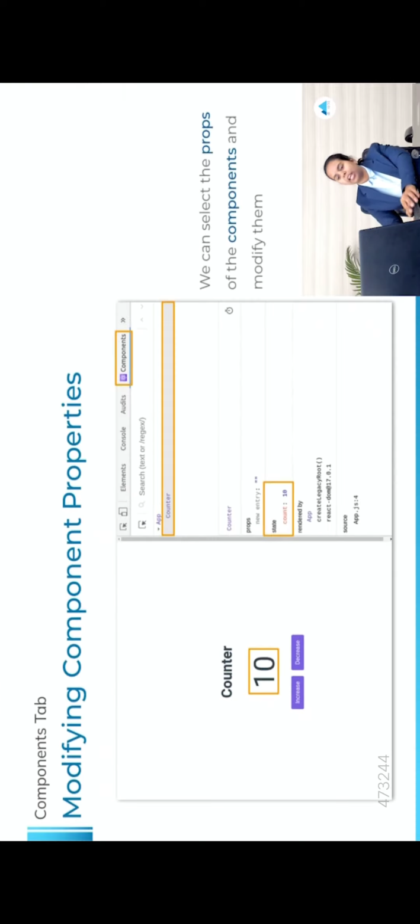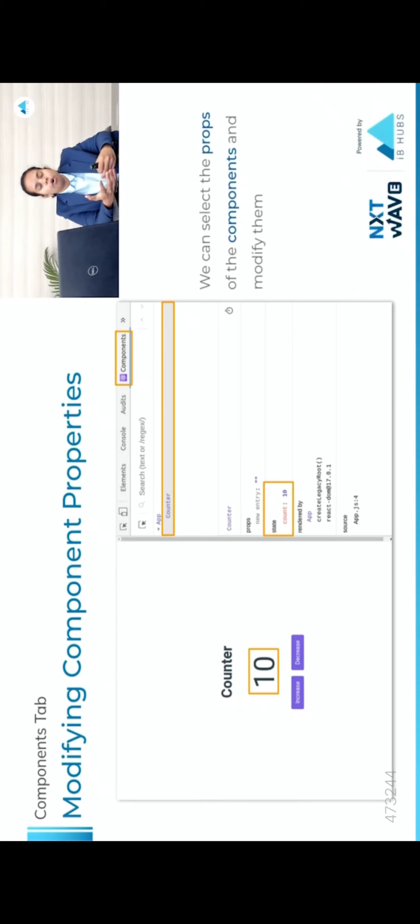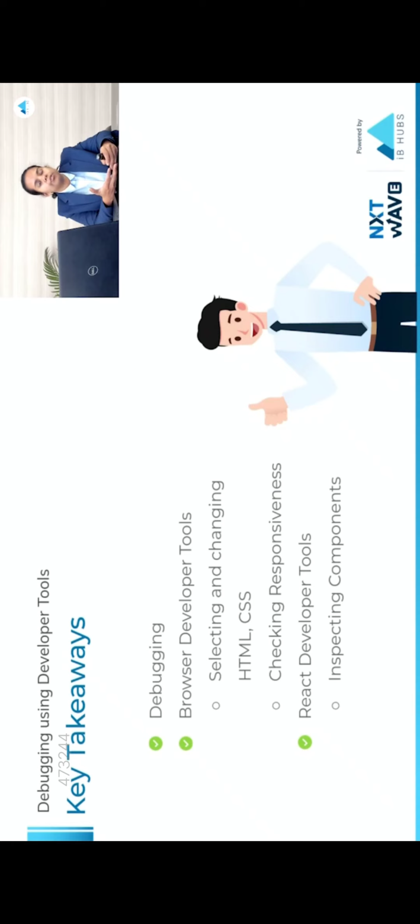Okay. So we understood about how to make use of this Components tab, which is part of the React developer tools. Firstly, you can view the entire hierarchy, so you can understand that. At the same time, you can also modify the properties and have a look at it. Okay. So in today's session, we understood about debugging. We have seen how we can make use of the various developer tools to ease the process of debugging.